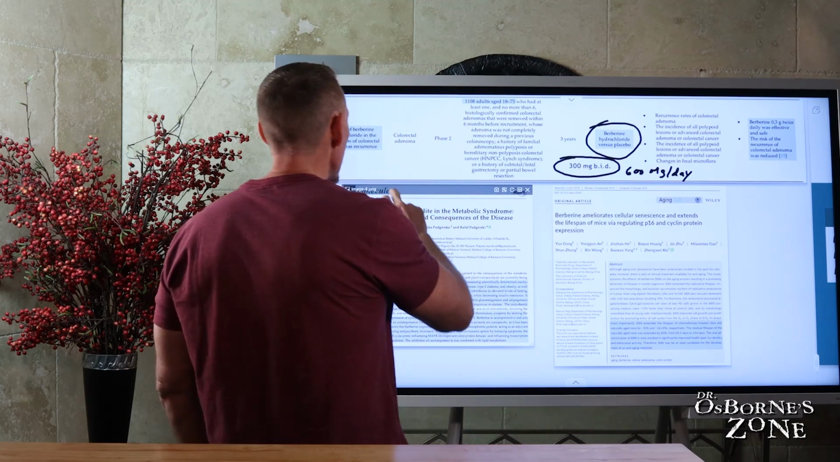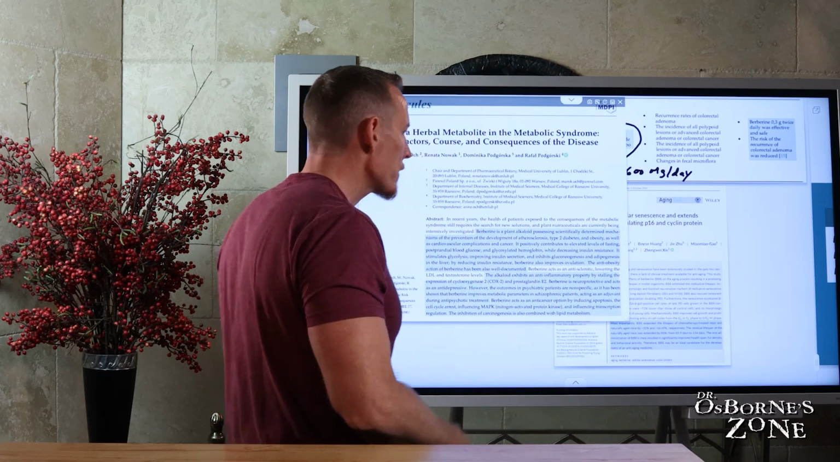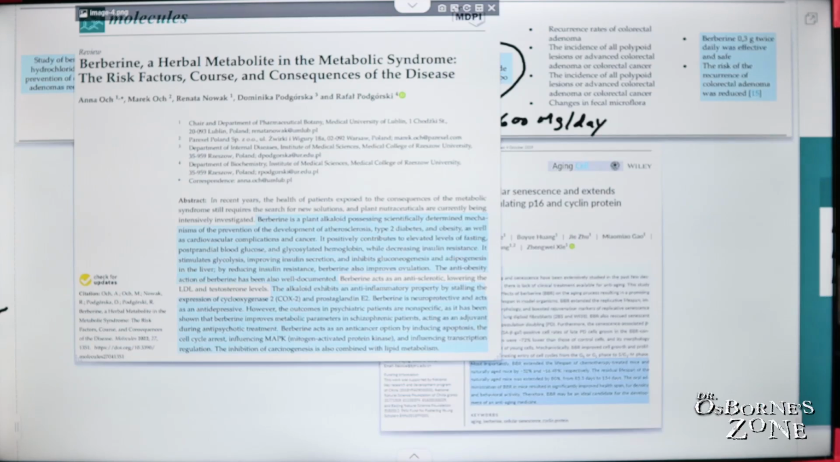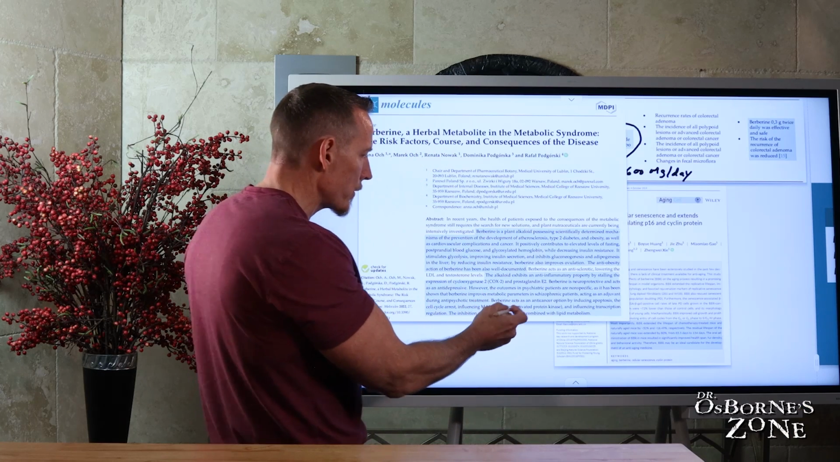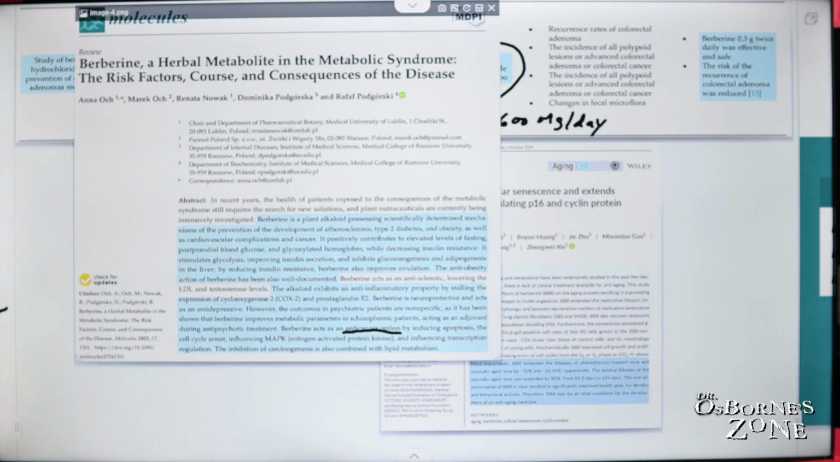Now, one of the suspicions as to why it can have an impact on cancer has to do with its ability to arrest cell cycling in cancer cells. If you look at this study, it says berberine acts as an anti-cancer option by inducing apoptosis, in other words, helping cancer cells recognize they need to kill themselves. And you can see over here cell cycle arrest. So it stops their cells from replicating, influencing something called mitogen activated protein kinase, and also influencing transcription regulation.